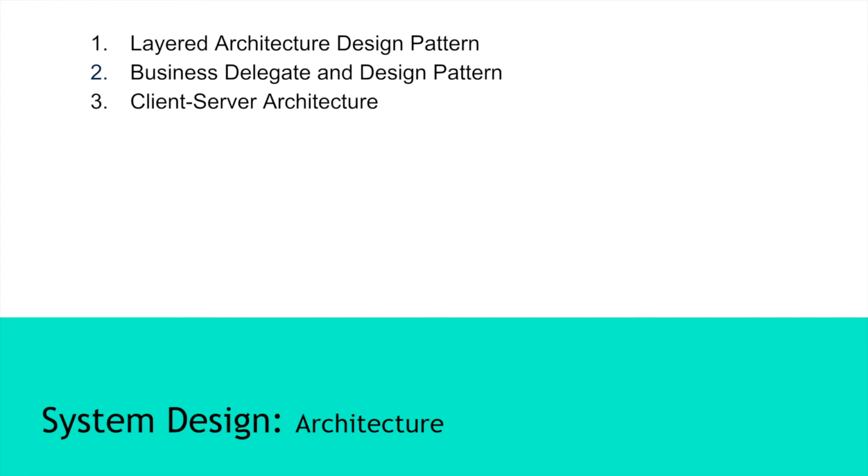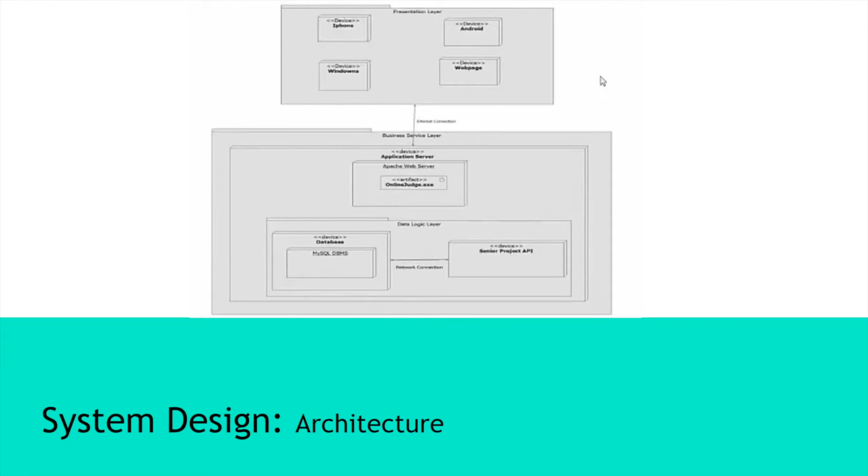Our system is using a layered architecture design pattern, along with the business delegate design pattern and a client-server architecture. This is a graphical representation of those design patterns. This is a graphical representation of the architecture of our application. It's using the presentation layer and the business service layer, with any device being in the presentation layer, whether it's an iPhone, a mobile, or a computer. On the business service layer, you will have a server, and then that server will connect to the database, which is connected to the SeniorProject API.